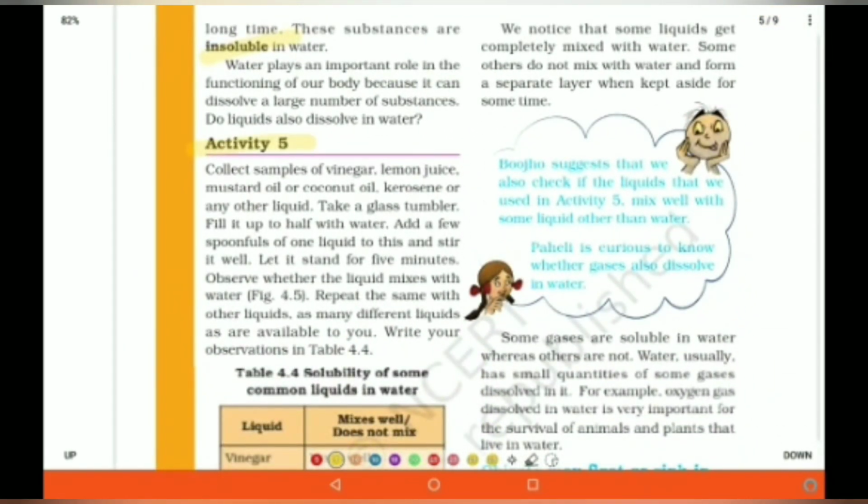Activity 5. Collect samples of vinegar, lemon juice, mustard oil or coconut oil, kerosene or any other liquid. Take a glass tumbler. Fill it up to half with water. Add a few spoonfuls of one of these liquids and stir it well. Let it stand for 5 minutes. Observe whether the liquid mixes with water. Repeat the same with other liquids.